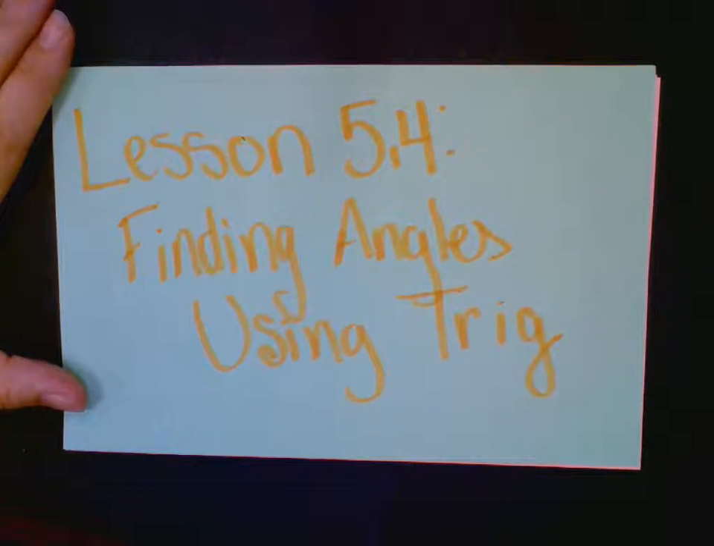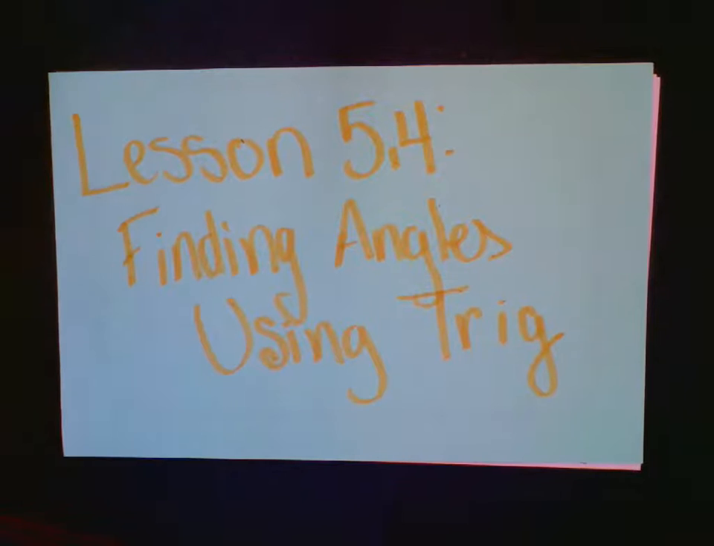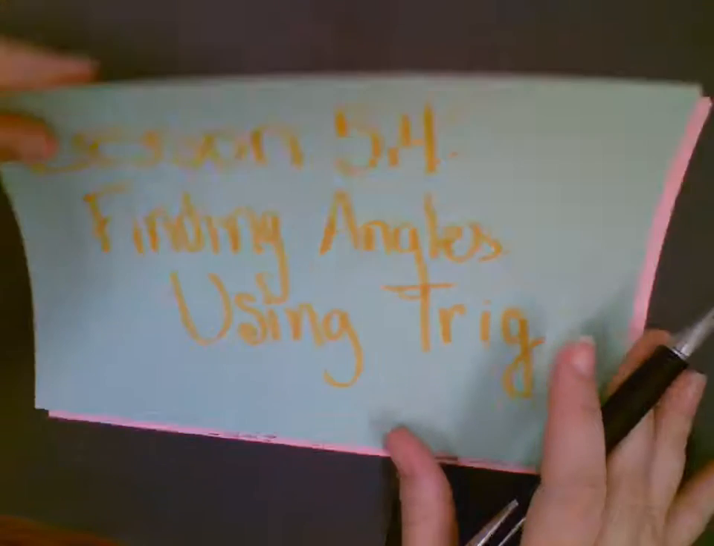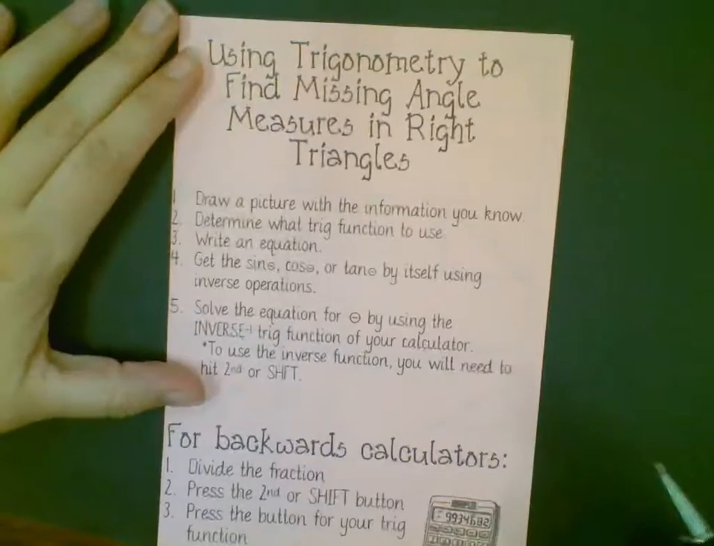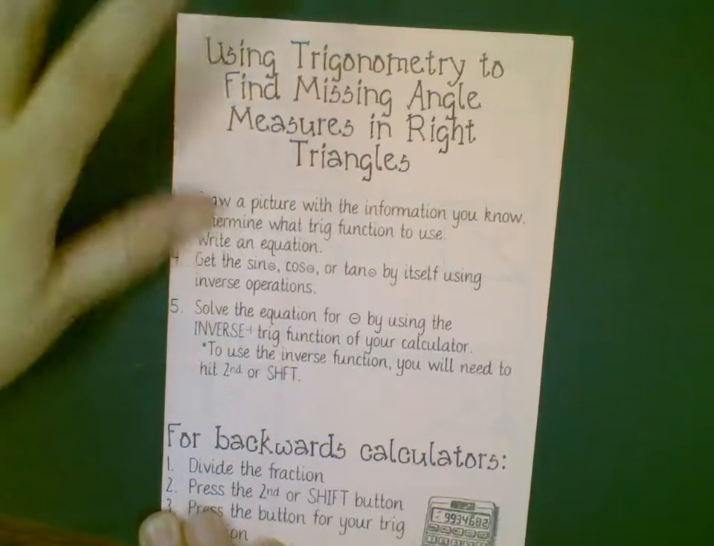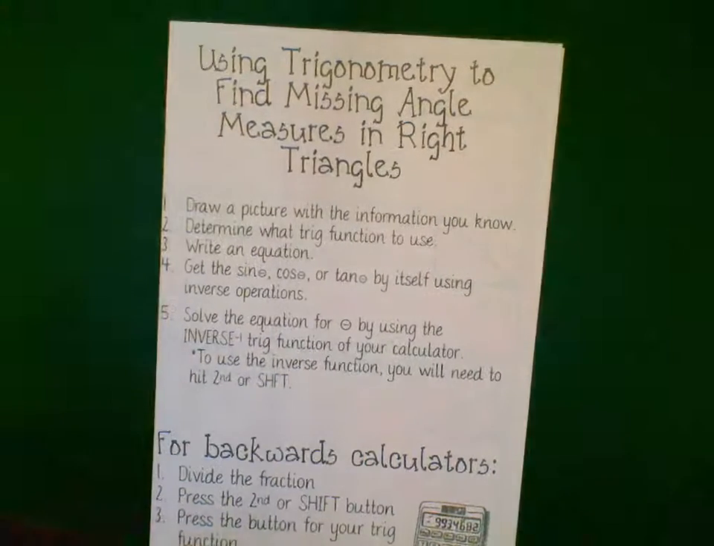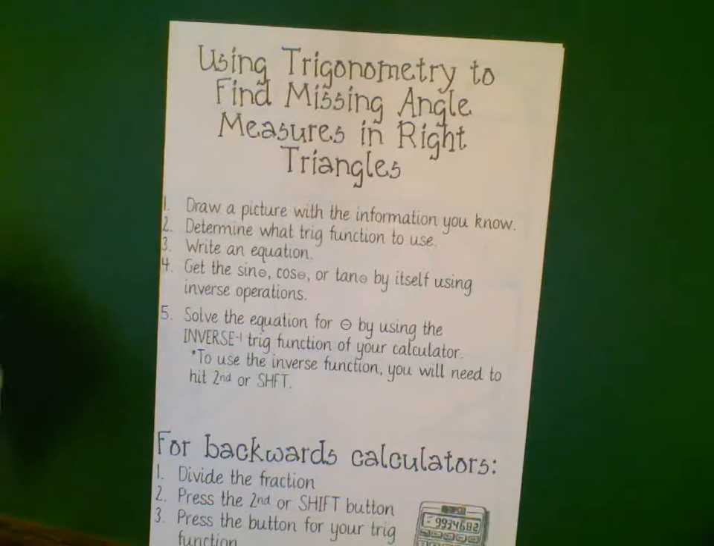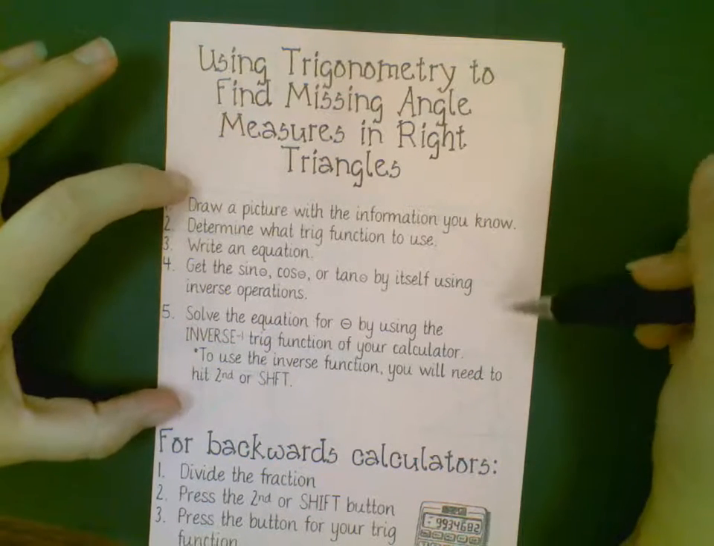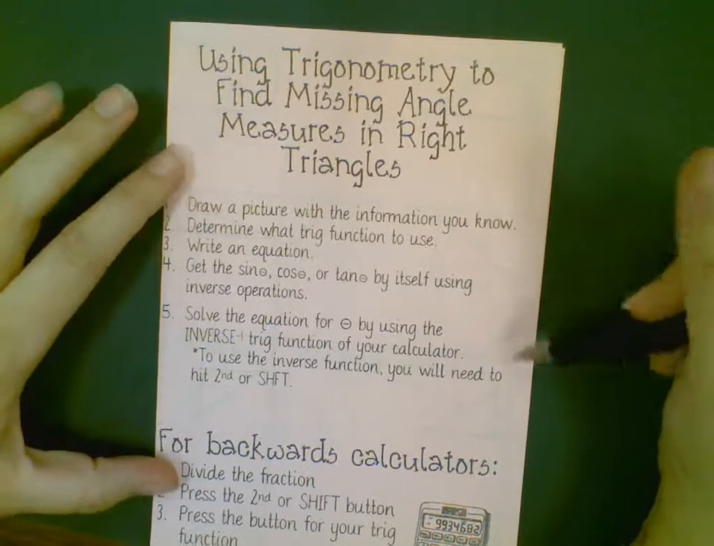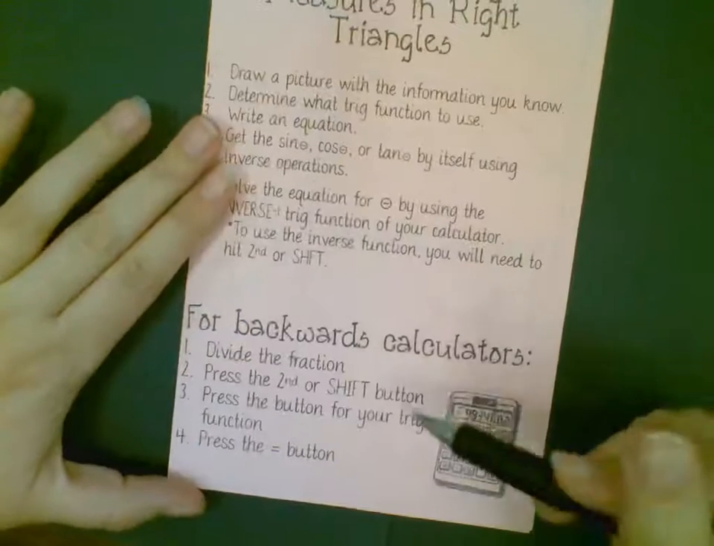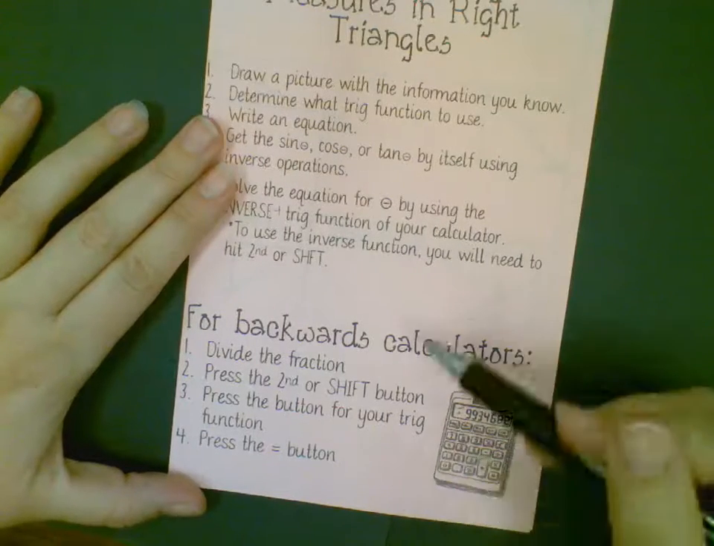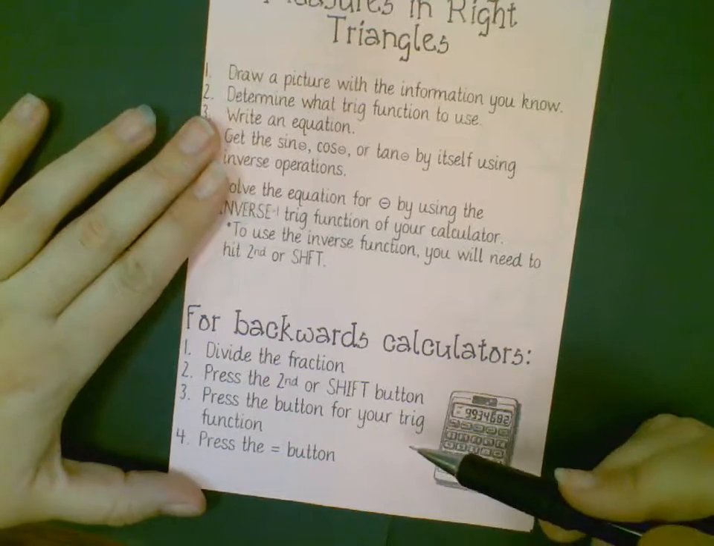Hi everyone, this is the lesson for 5.4, finding angles using trig. So just like last lesson, we're still going to use our calculators and we're going to use sine, cosine, and tangent. But this time what we're missing is not a side value, it's actually an angle value. So again, I gave you step-by-steps, so you can go back and read these or use these if you need to. And I put on there how to type this in because it's a little bit different for the backwards calculator. So let's get started.